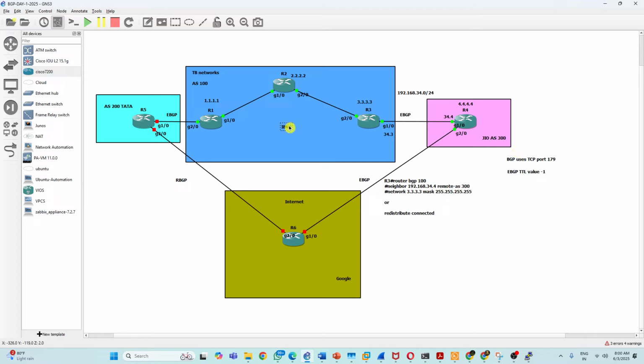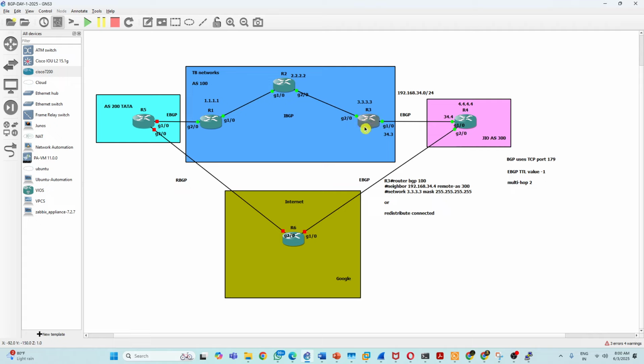So in EBGP also you can establish BGP with loopbacks, but since the TTL value is 1, you need to increase the TTL value. You can use the multihop command. If you give multihop 2, then configure a static route between them and establish BGP with loopbacks. But generally they won't do that. Why?